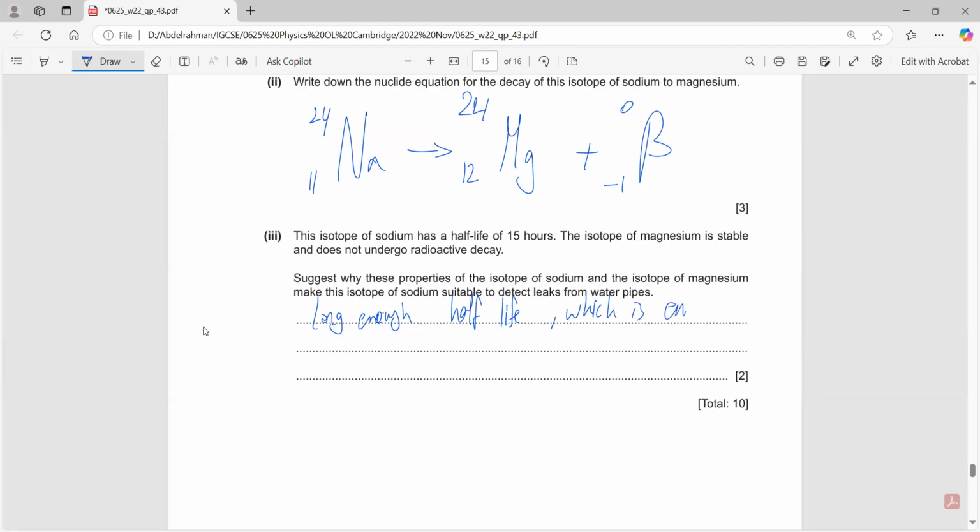Which is enough to detect the leaks, but won't be harmful to us humans. If the remaining sodium or the remaining magnesium stays inside the water, it wouldn't be harmful to humans in a couple of hours or in a couple of days. You can also say the magnesium is stable, which is not harmful.